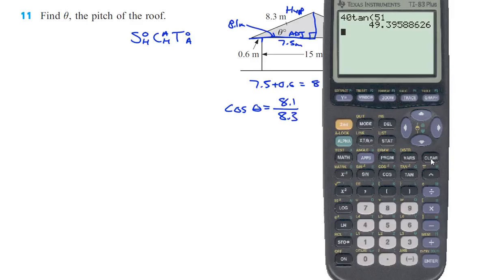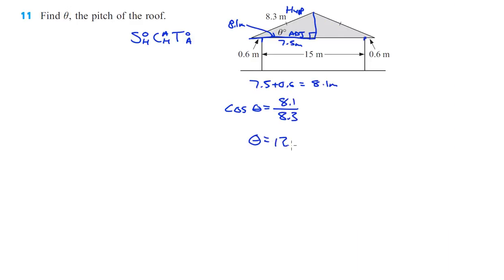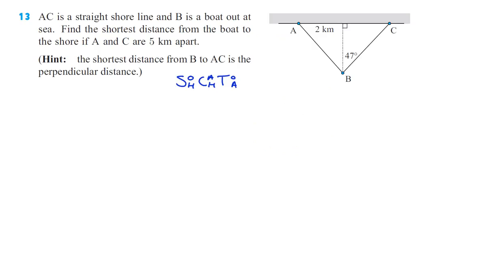So on our calculator, we're looking for an angle. So second cosine of 8.1 divided by 8.3 gives us 12.60. So our angle there is going to be 12.6 degrees. Okay, that's going to be the pitch of the roof. All right, moving on to number 13.